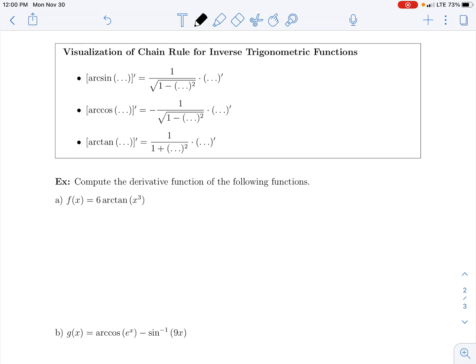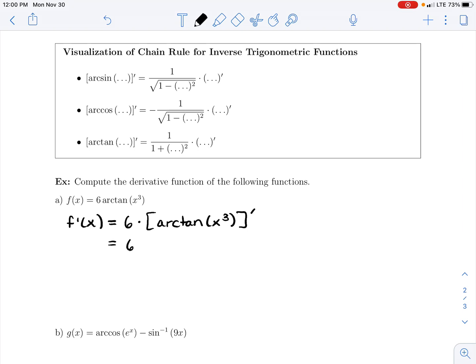So in this first example, what I first see is a number times a function. If I want to find the derivative of that, I need to copy my number times the derivative of arctan of x cubed. Since I have my number 6 times arctangent of x cubed, the derivative of that function would be copy my constant, times the derivative of my function.